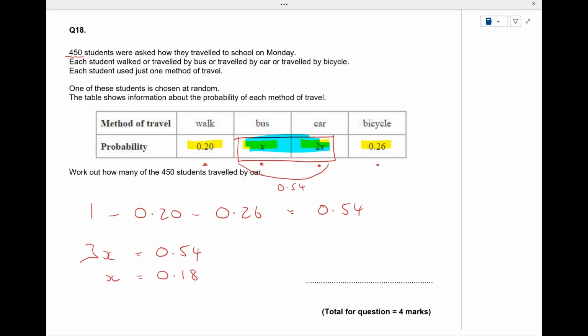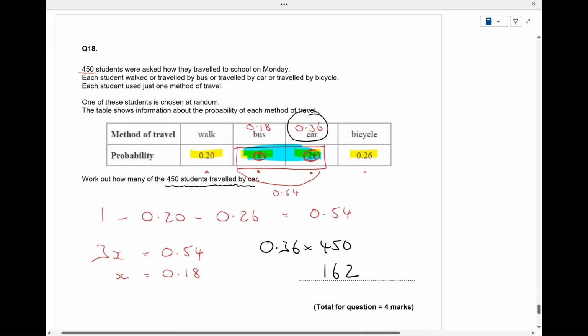So now I know that the probability of travelling by bus, that's just x, that's 0.18. The probability of travelling by car is double that, 0.36. Work out how many of the 450 students travelled by car. Well, the probability of travelling by car is 0.36, and there are 450 students. So 0.36 times 450 tells me that 162 of the pupils travelled by car.